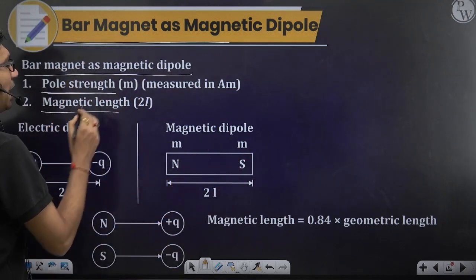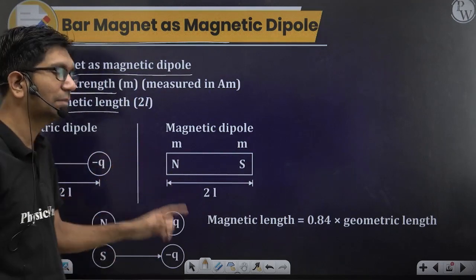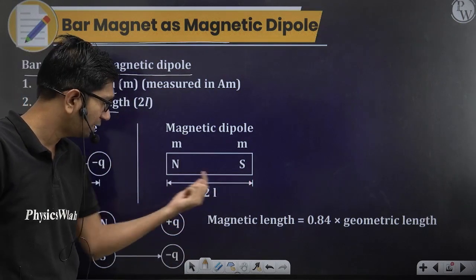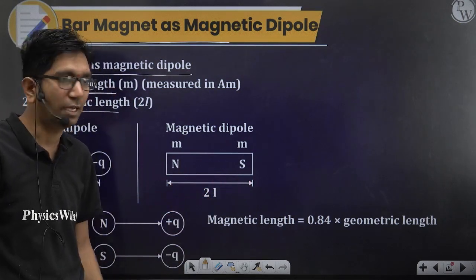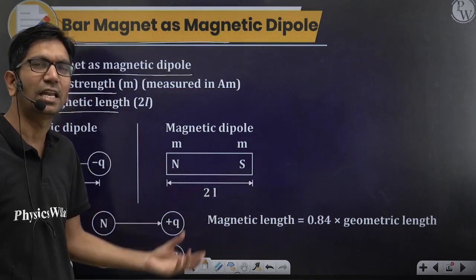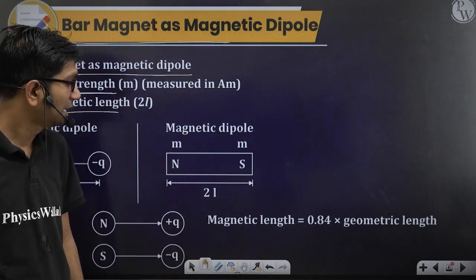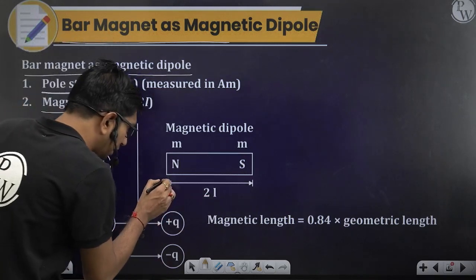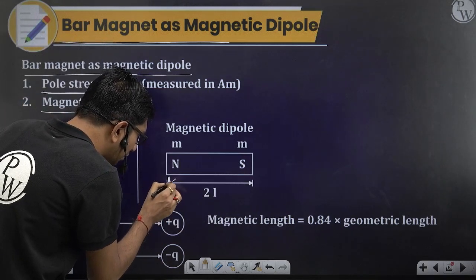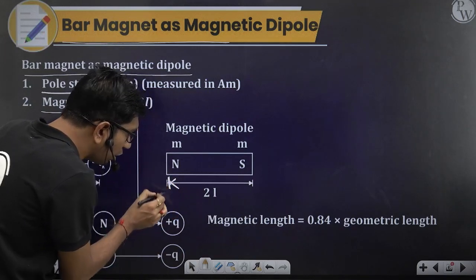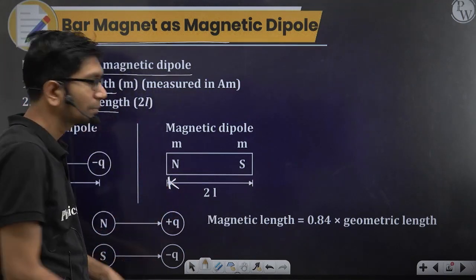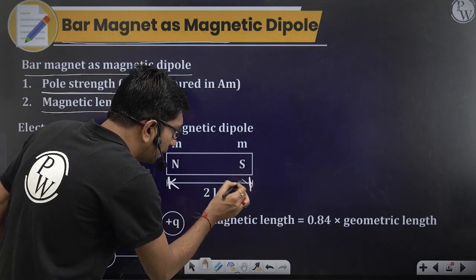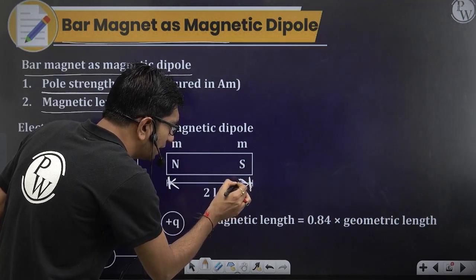Right, next, magnetic length. Magnetic length is nothing but the distance between the north pole and the south pole, okay? The length of the magnet is called magnetic length. So generally, see here, there is a slight mistake here. The magnetic length is till here itself, beta, not till the corners. The magnetic length will be present somewhat inside.